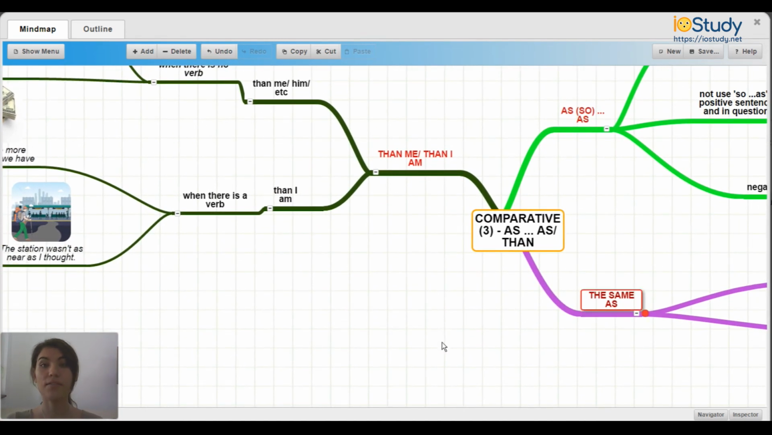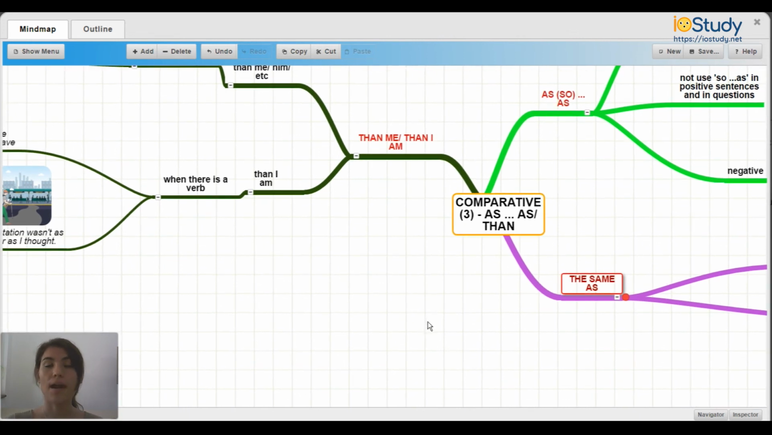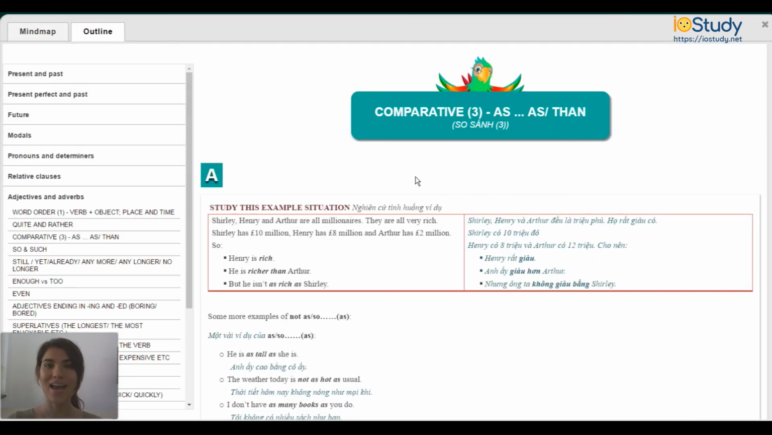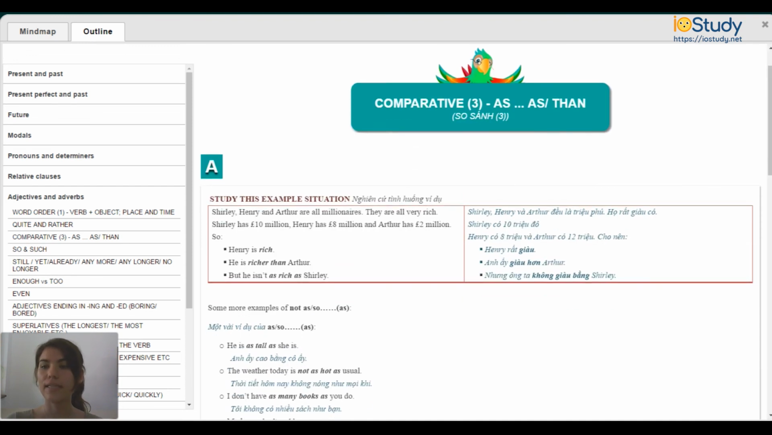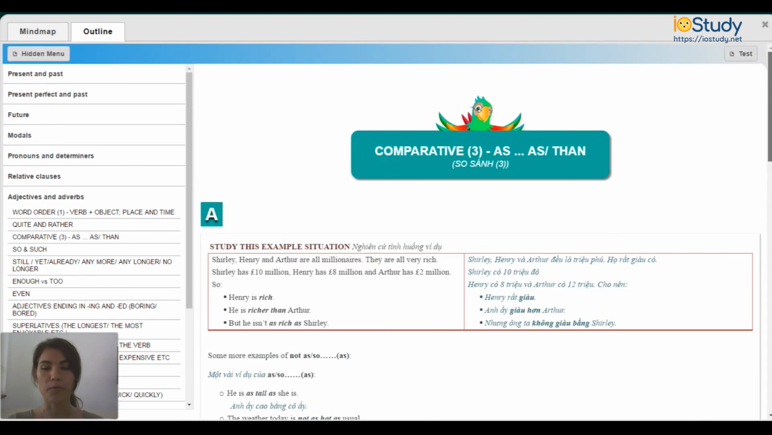Okay, so here's your comparative 3, as, or than, mind map. You can come back to this for your reference at any time. Now let's click here to see the outline. So here is the outline for comparative 3, as, and than. So you can look through this, scroll through it, read through it to find further examples and more information about how to use these grammar rules. Then when you're finished with that, you can take the test. In the next video, we're going to take the test together.